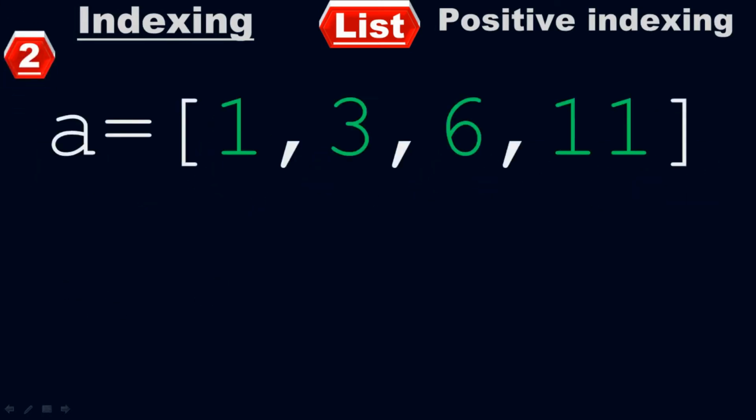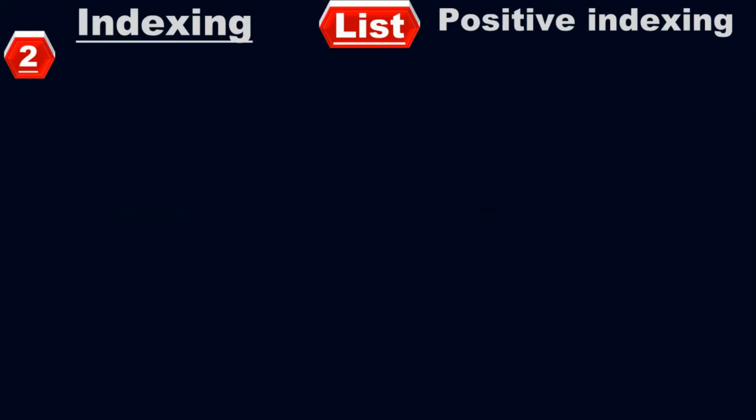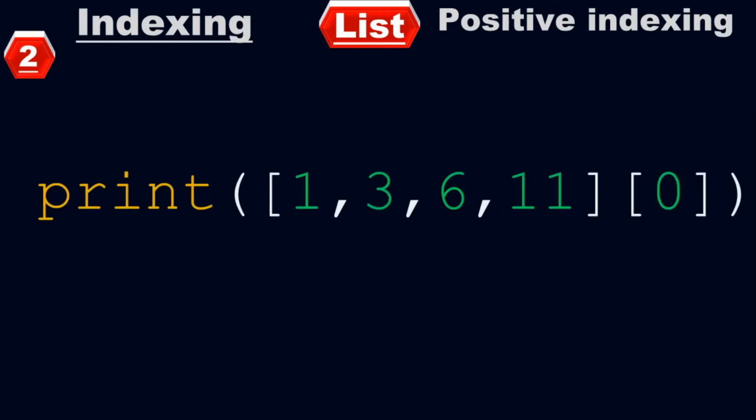Example number 2. a equals [1, 3, 6, 11]. Take the print of a of 0, it returns 1. This time I took the index value 0. At 0 we have element 1. 0, 1, 2, 3. Indexing starts from 0. So at 0 we have 1, therefore it returns 1 here. In the second method, directly put the print function, print of [1, 3, 6, 11] of 0. It returns the same 1.